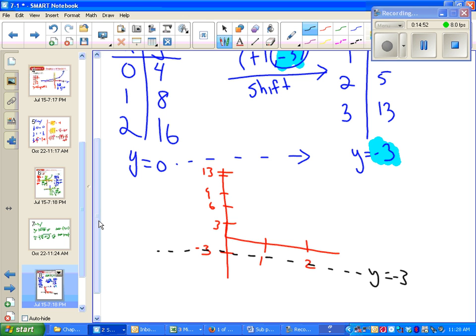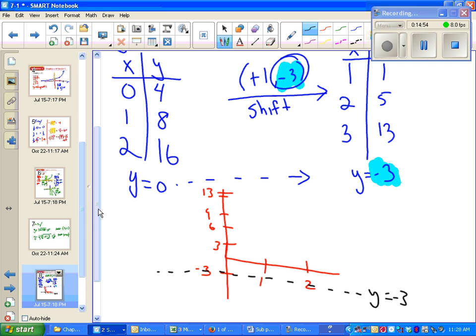Then we can plot our points. 1, 1, 2, 5, go a little further, 3, 13. Then we draw our line and get close to our asymptote. Notice I'm not getting close to my x-axis, I'm getting close to my asymptote.